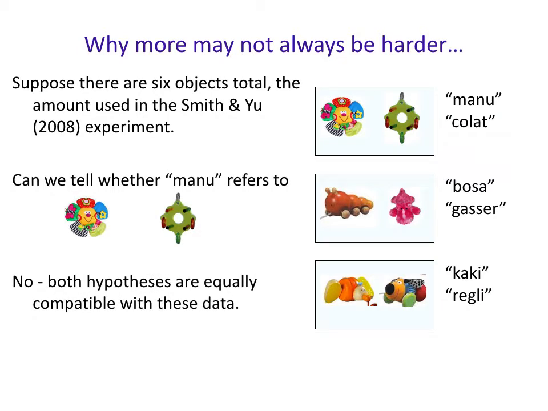And now, question, for example, can we tell whether Manu refers to the first object or the second object up there in that first slide? And the answer is not from these data, because both hypotheses are equally compatible with these data. You only have sort of one instance of each of these objects appearing. You have no way to tell what goes with what.